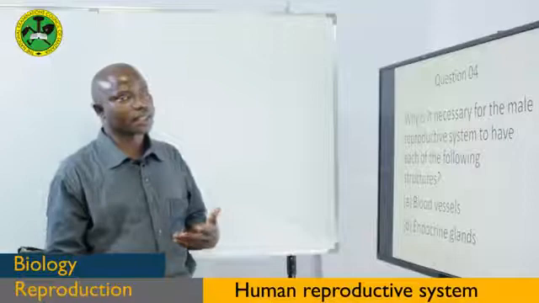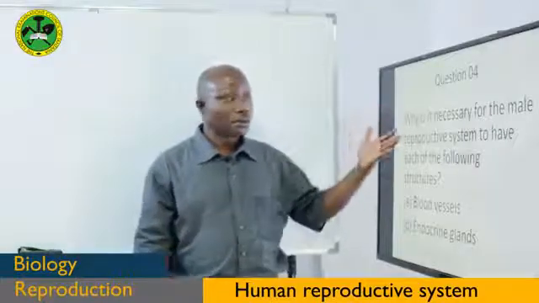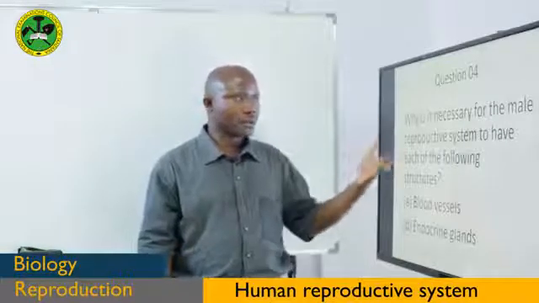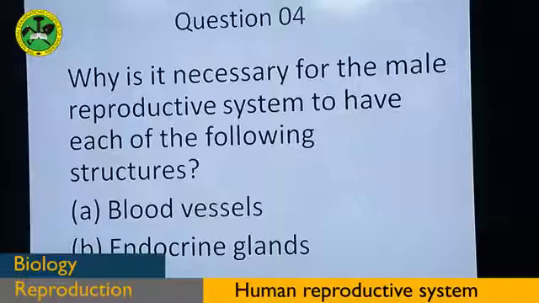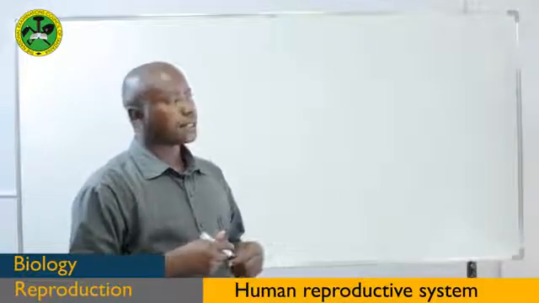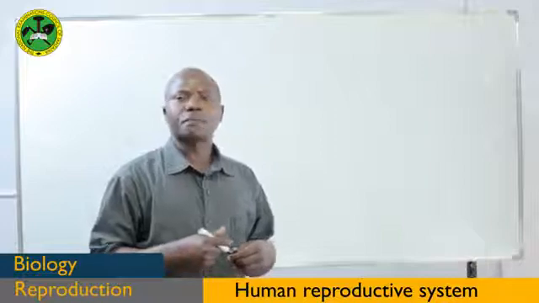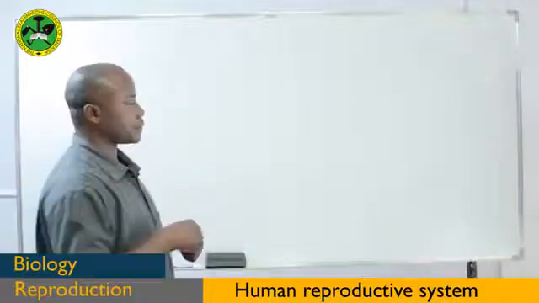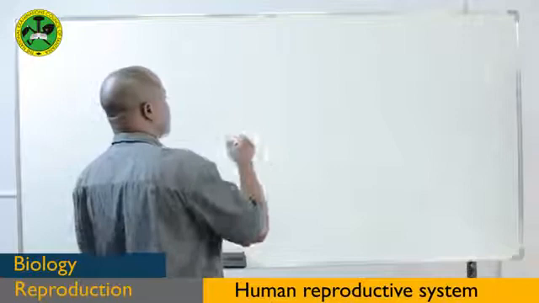The next question is question number 4, which reads as follows. Why is it necessary for the male reproductive system to have each of the following structures? A. Blood vessels. B. Endocrine glands. Dear students, this question also wants you to explain the role of the blood vessels.